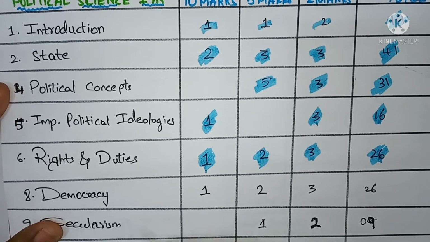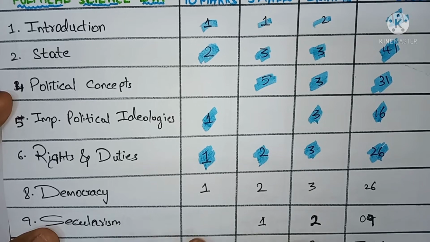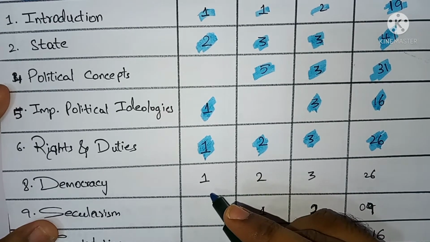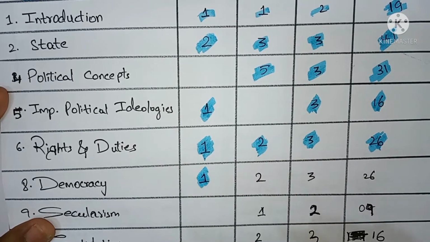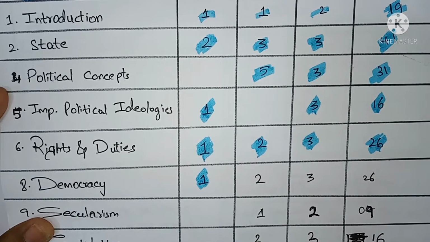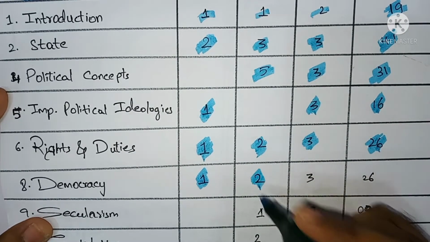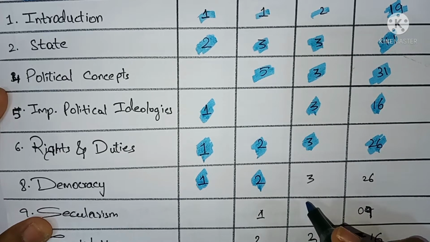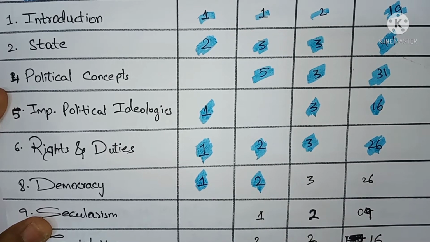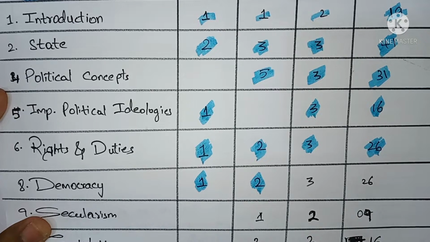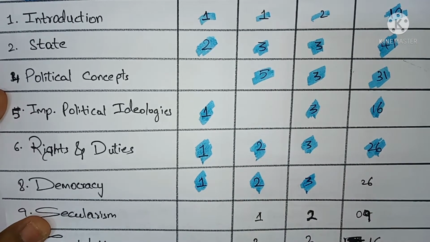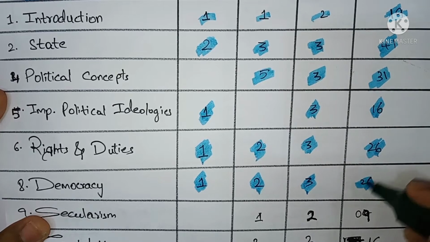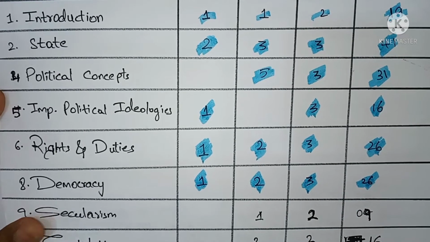The next part is Democracy. The first question will be a 10 marks question from the 8th chapter, Democracy. Then the 5 marks questions from the Democracy chapter. Then next, 2 marks questions, there will be 3 questions. 2 into 3 is equal to 6 marks for very short answers. So the overall marks will be 26 for the 8th chapter, Democracy.